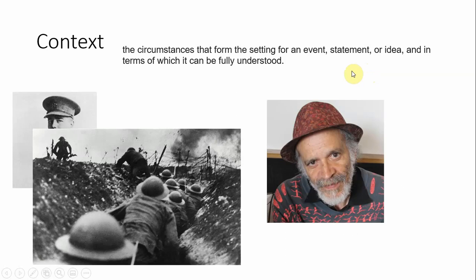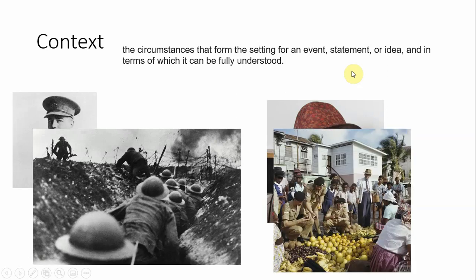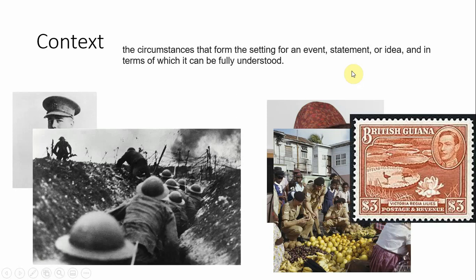John Agard's context is of a man who grew up in British Guyana. He's a Guyanese citizen. And he grew up in a country that was occupied by British colonial forces. So as a black man, he was a second-class citizen in his own country. And when he writes his poetry and when he writes the poem Checking Out Me History, he is exploring what it means to not fully own your own history. So the context is the influences and the surrounding setting that a poet is thinking about.